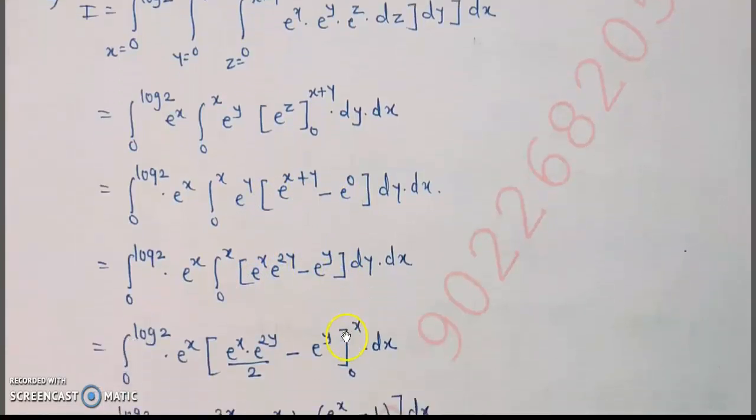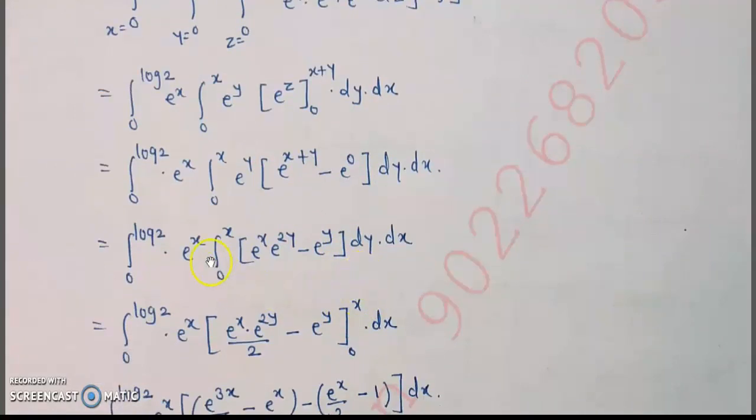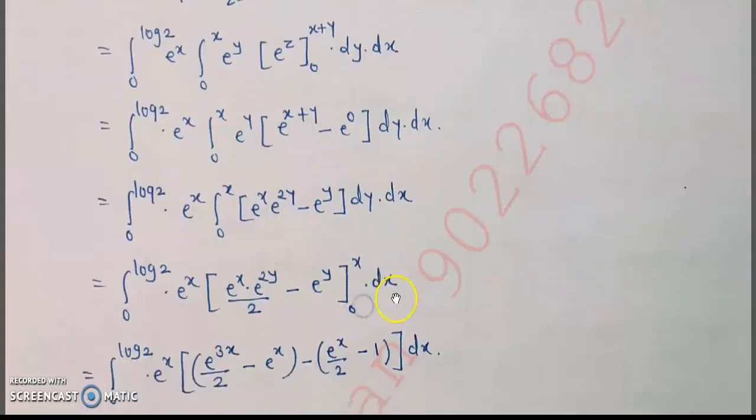So that now integration is easy. With respect to y, e raised to x is constant. This e raised to x is also constant. e raised to 2y is integrated as e raised to 2y upon derivative of power, that is 2 with respect to y, minus integral of e raised to y is e raised to y as it is. Limits are 0 and x.